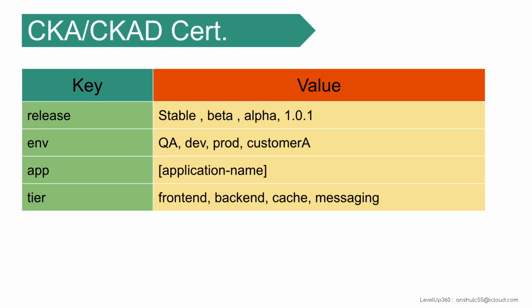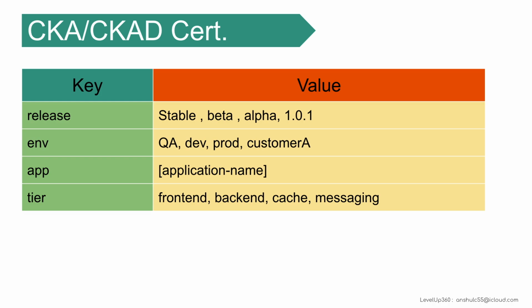So let's understand why we need labels. Suppose you are creating some Kubernetes object and you want to associate some kind of metadata with that particular object. Suppose you want to associate the release, that is, whenever we are creating the object, which release it belongs to: a stable release, beta release, alpha release, 1.0.1, 2.0.2, 2.0.1. What is the release associated with that particular object?